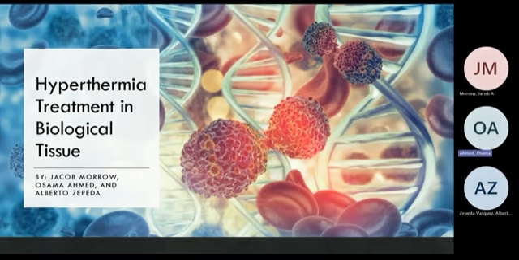Our presentation focuses on how controlled hyperthermia is utilized as a medical treatment, particularly in targeting cancer cells, and the theoretical and computational framework that supports its application.